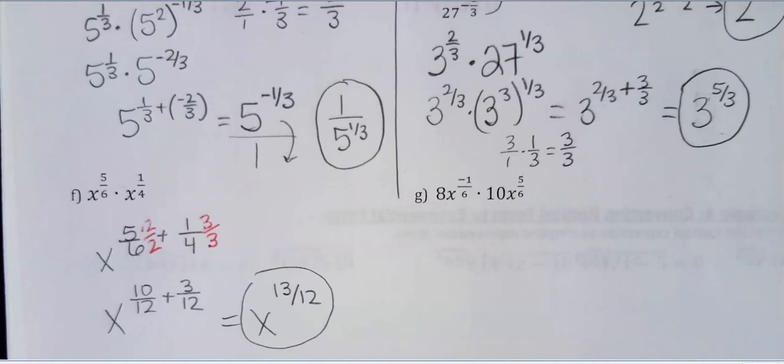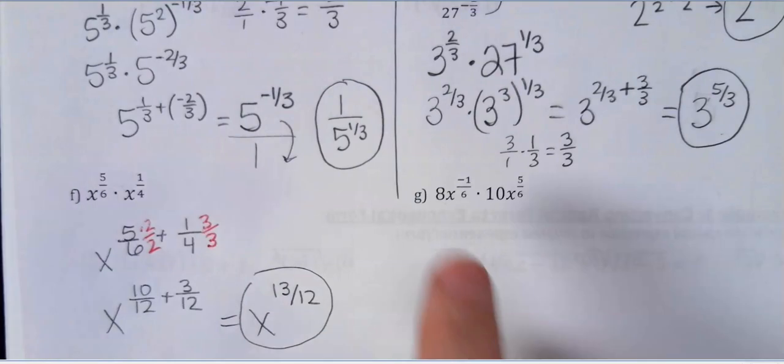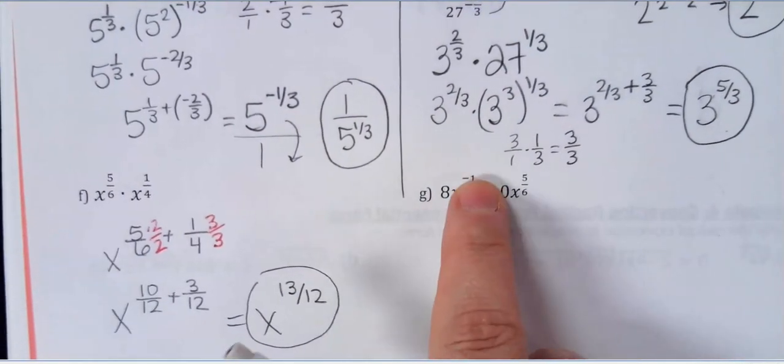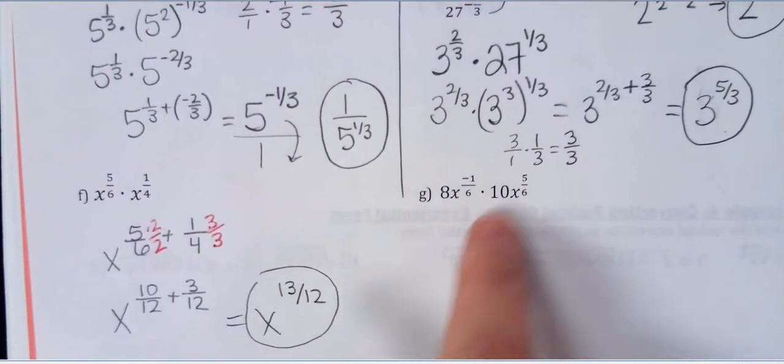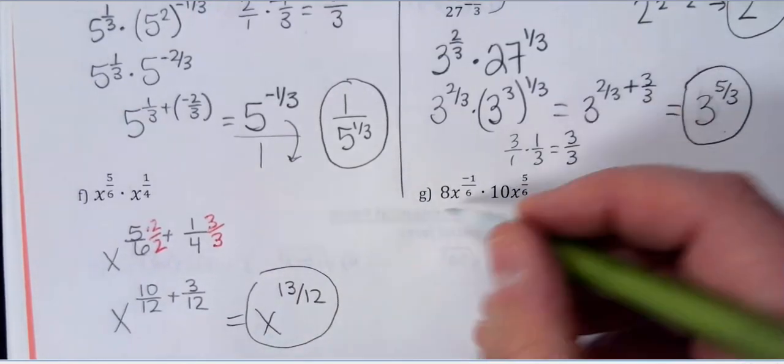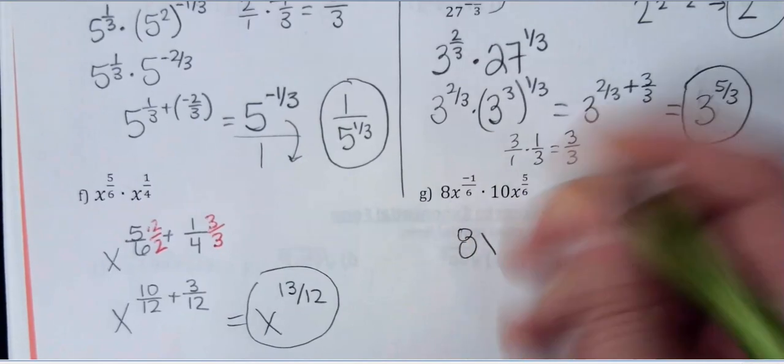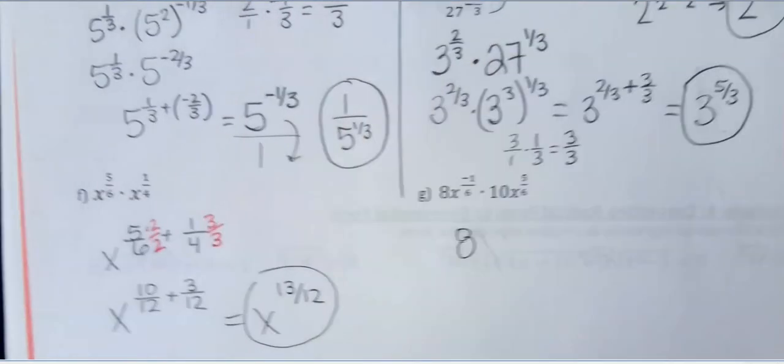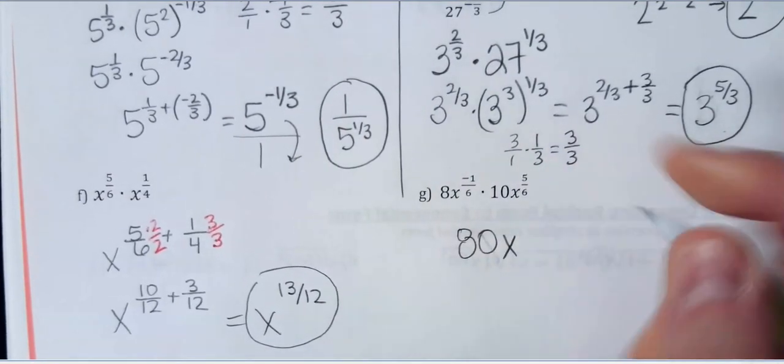Okay, I'm going to do one more. Now, this has some numbers out in front of the x's. You can actually multiply these numbers together. So 8 is not being taken to that power. 10 is not being taken to that power. So it's just the x's being taken to the power there. Just do 8 times 10. This is 80. And then x. Now multiply the numbers.